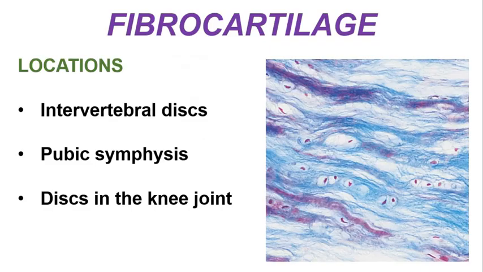Last we have fibrocartilage, and fibrocartilage, kind of like hyaline cartilage, has abundant amounts of collagen fibers in its extracellular matrix. It is tough and supportive, but it's also fairly flexible. So it's primarily found in places where a lot of flexibility can occur. So we see it in places like the intervertebral discs, the pubic symphysis, as well as the discs that are located in the knee joint.